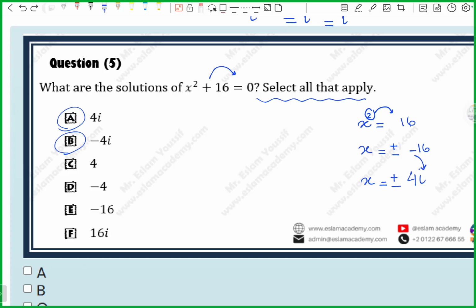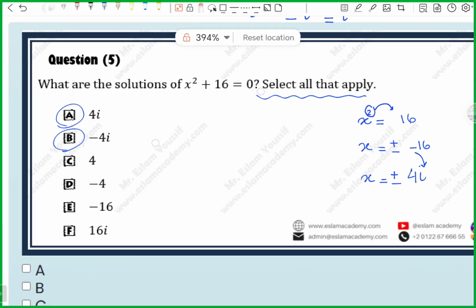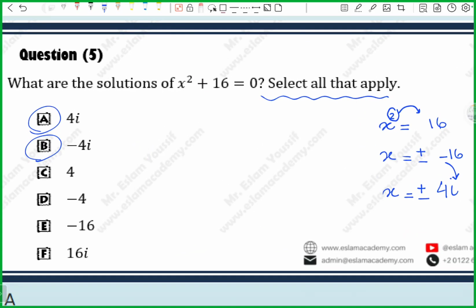How many terms do we have? 2. So we can use difference of 2 squares or sum or difference of 2 cubes. Can we use difference of 2 squares? No. Why? What is the reason for that? Why can't we? If you understand the why: because it's a sum. If that's minus, can you solve it? If the question is x squared minus 16 equals 0, can you solve it?